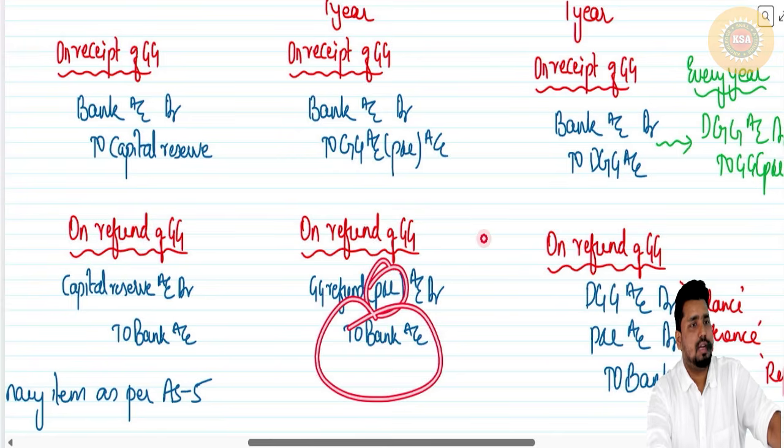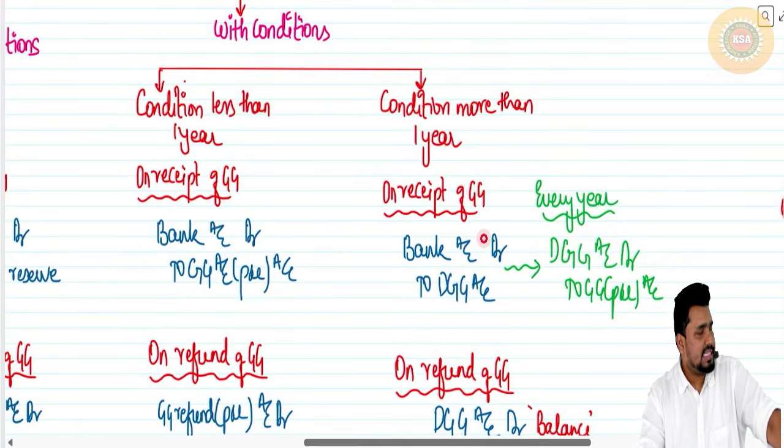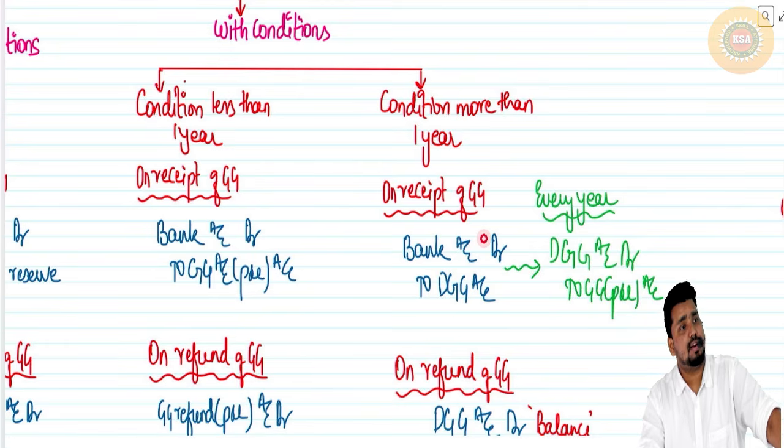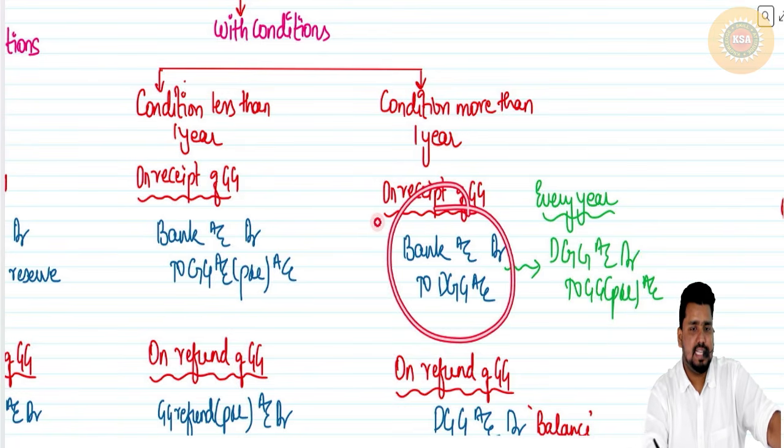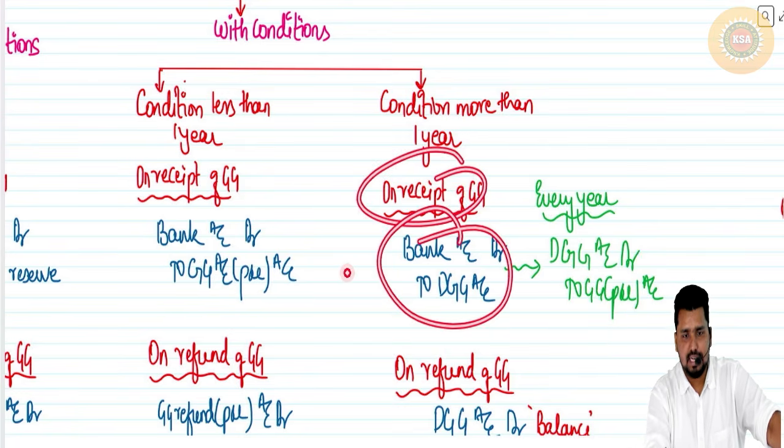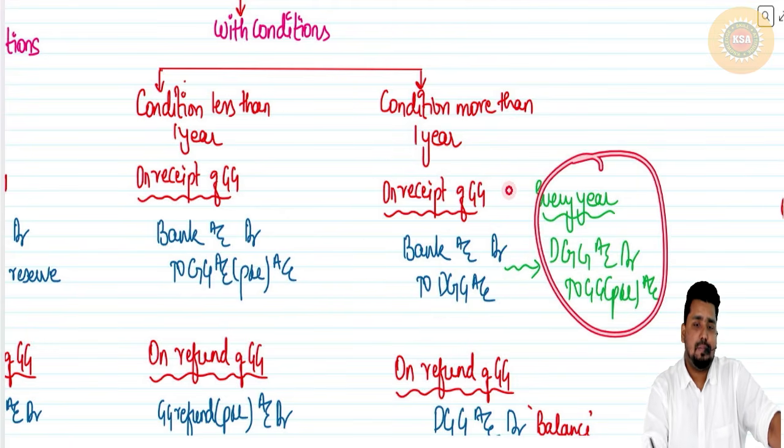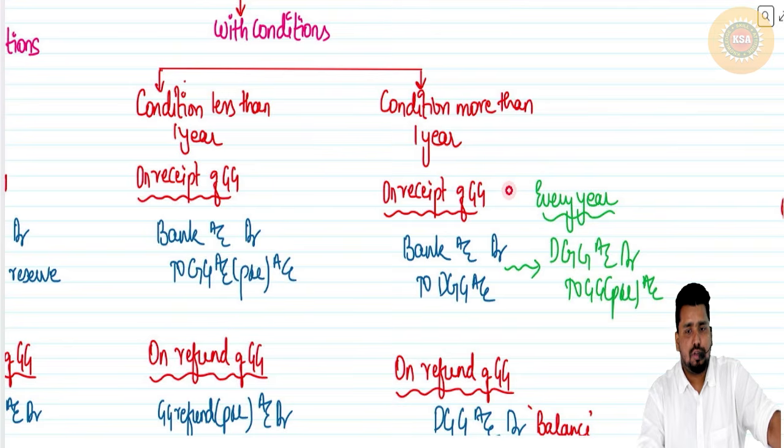Sir, I have received the grant against land, but the condition is beyond 1 year. The condition is like botanical garden, public parks, which we have to maintain for 3 years. Correct? Then who will come into the picture? DGG will come into the picture. So on receipt, what is the journal entry? Bank account debit to DGG account. Every year we will pass one entry: DGG account debit to GG account.